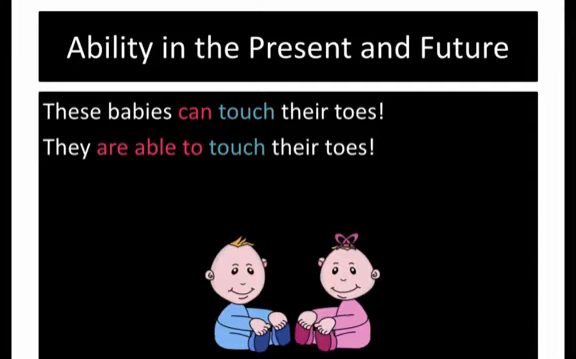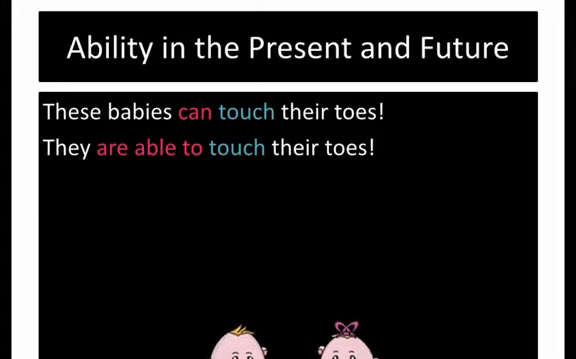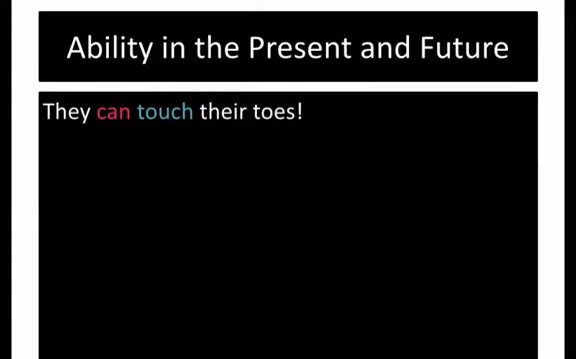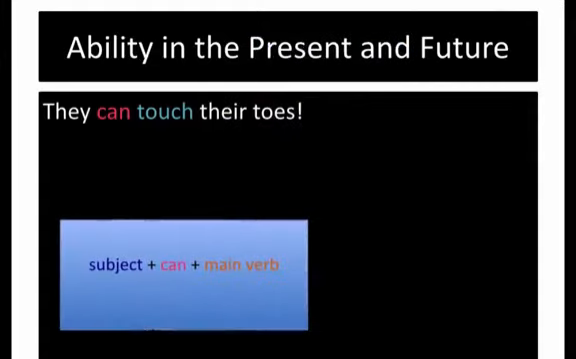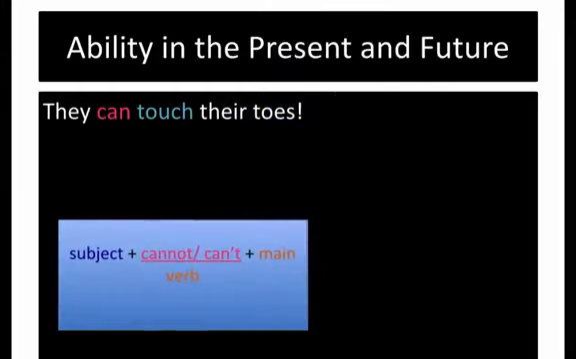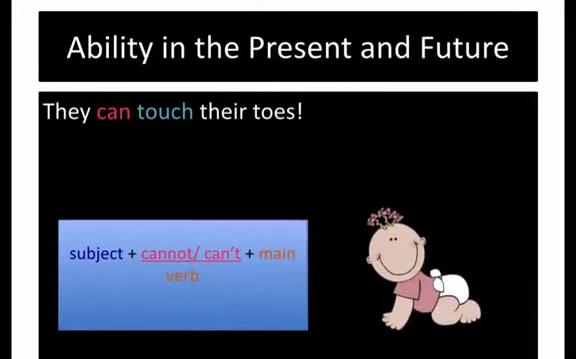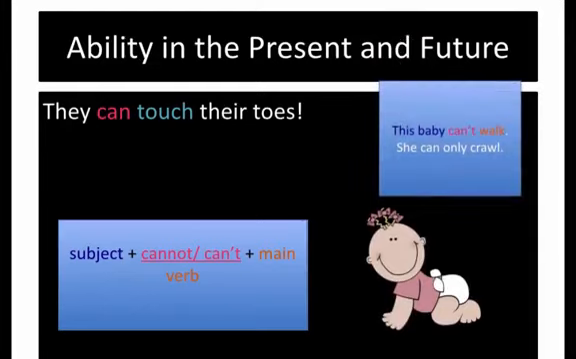But let's take a look at the first one to see how it's a little bit different in its form than the second one. When we use can, all we need is any subject, followed by can, remember no S, and the main verb in its simple form. To make it negative, we can say cannot or the contraction can't. For example, this baby can't walk. She can only crawl.